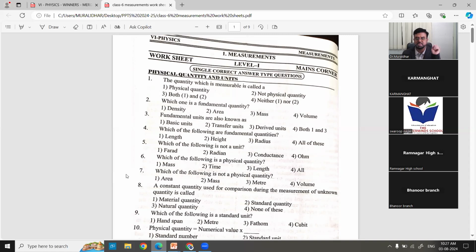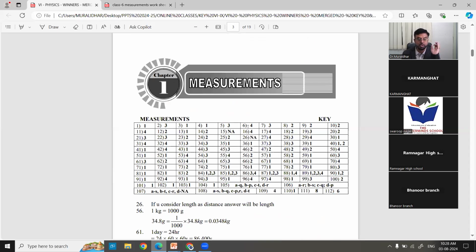What I suggest to you is, there are so many questions, because we have the key also. 112 questions are there. We discussed only 20 or 25 in the last session. The remaining part is your work. You have to work, because we give the key for you.